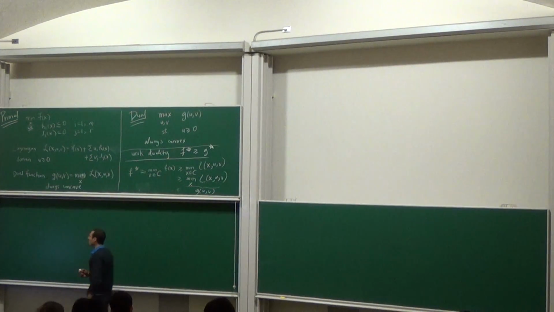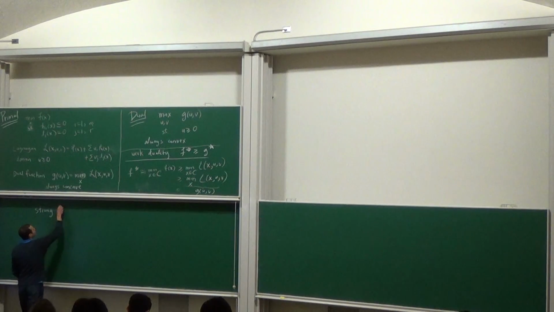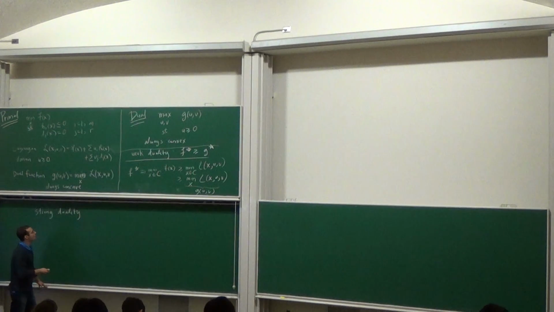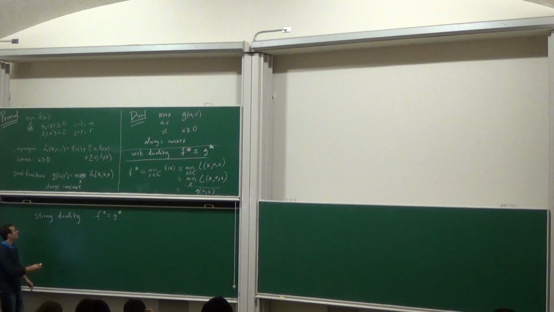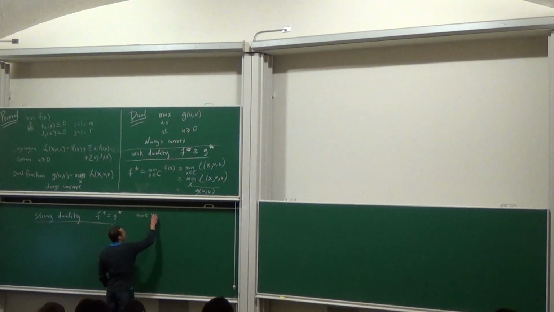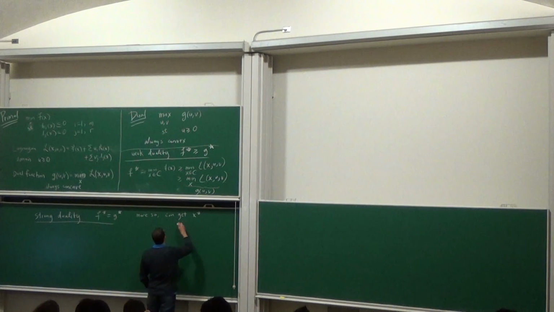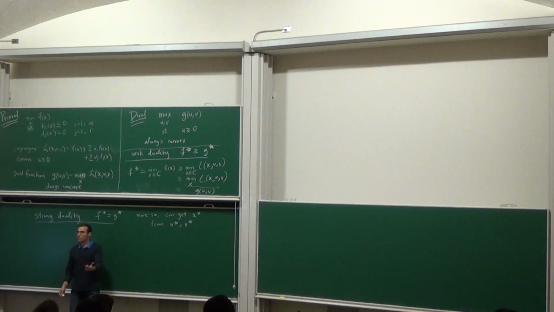But weak duality is not the end of the story. The real punchline is that we often get what we call strong duality. That's a situation in which we actually have that f star is equal to g star. And even more so, we can get x star from u star, v star. So if I have dual solutions, I can actually get a primal solution.